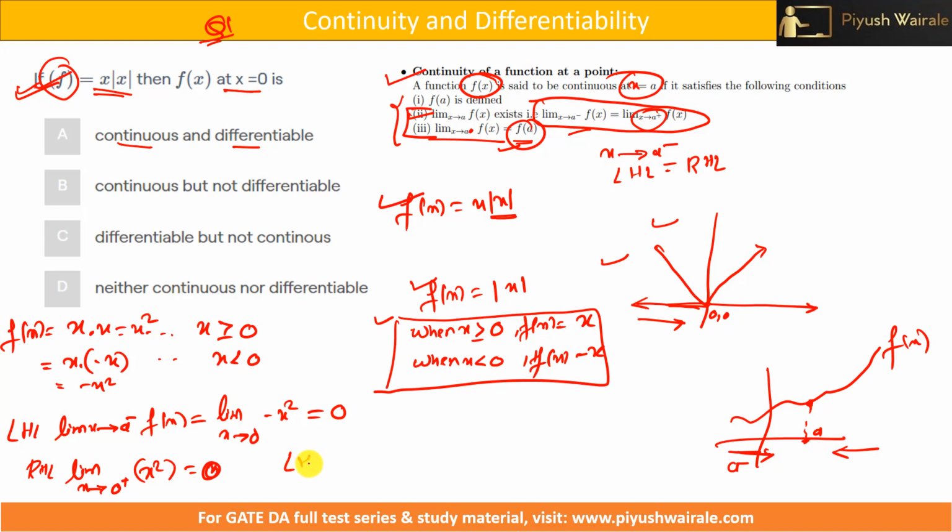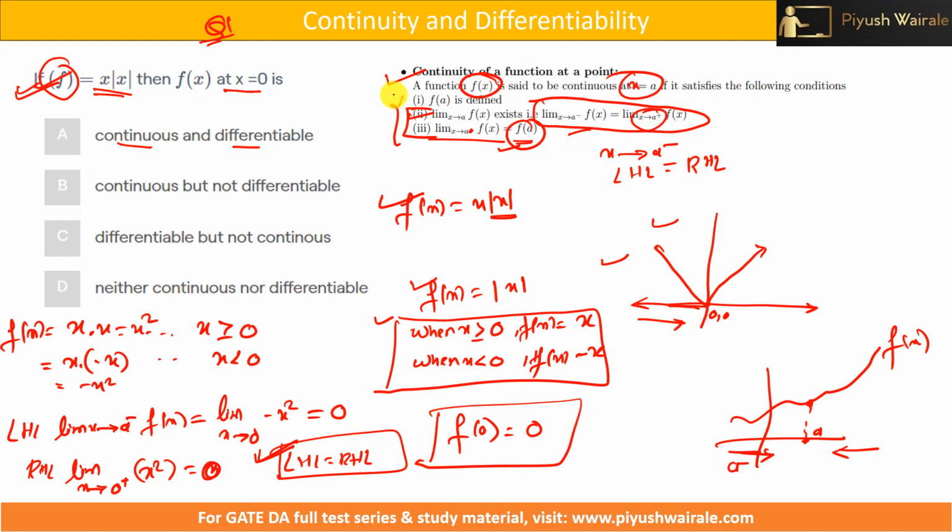So here my left hand limit equals the right hand limit, so the limit exists. And what is f of 0 here? f of 0 will be 0 into mod of 0, which is 0 only. And here you can see my limit exists and that limit is equal to f of a, that is f of 0 in this case. So I can say both the conditions are satisfied for a continuous function. So f of x is continuous.